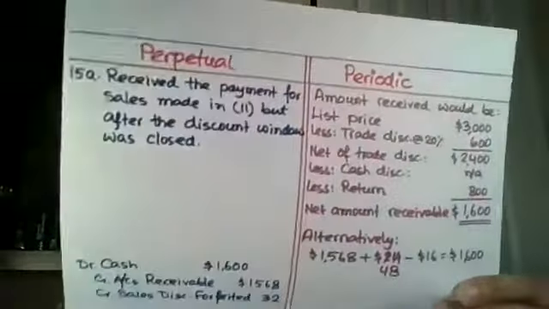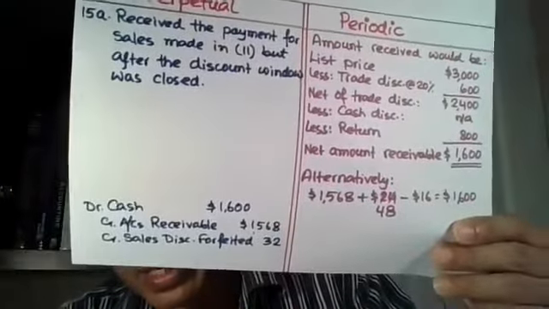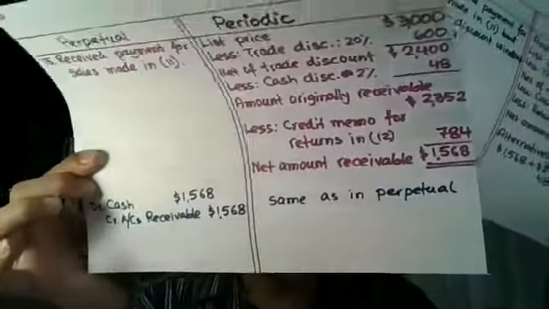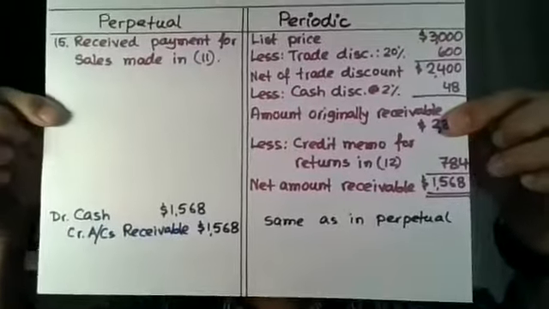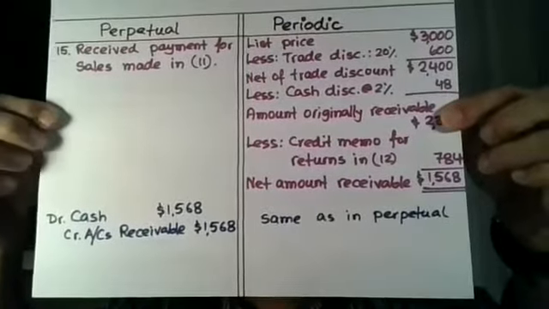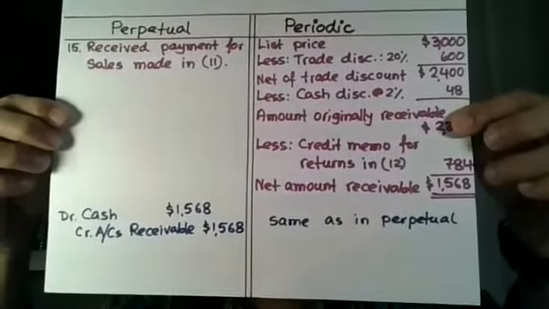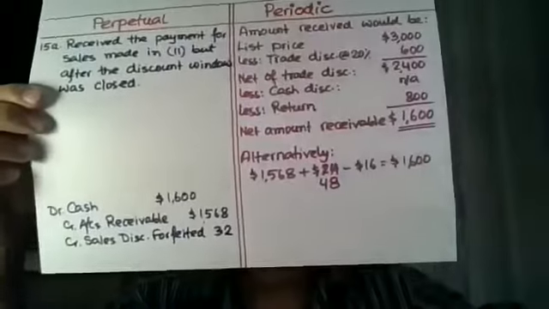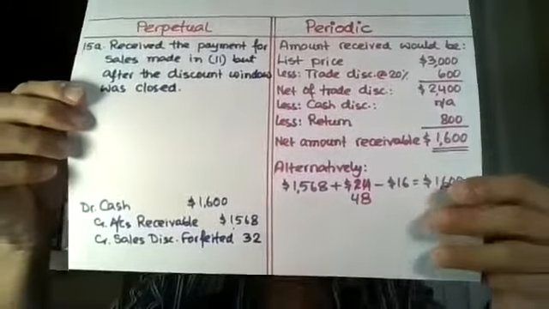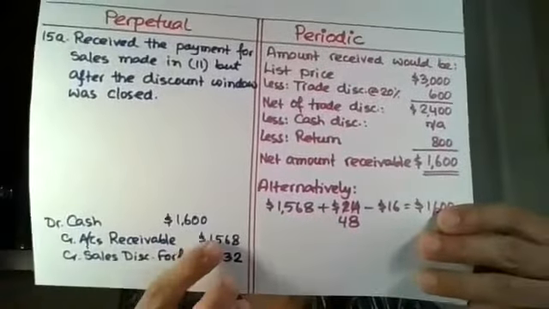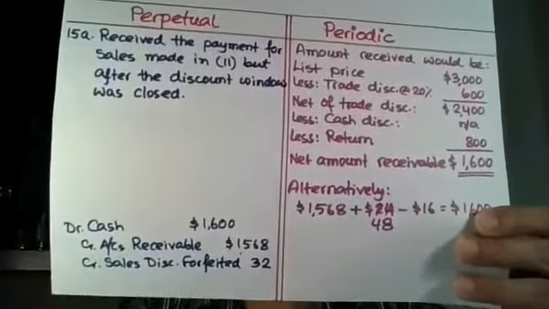It's about the transactions. All right, so see the cash receipt is $1,600 here. The cash receipt on the previous one was $1,568. It was net of discount. Same transaction. That time, the customer didn't miss the discount window. So they paid $1,568. Now they'll have to pay the full $1,600. So see, debit cash, credit accounts receivable for $1,568, but also credit sales discount forfeited. So this is like a profit for you. This is a revenue, an income for you.